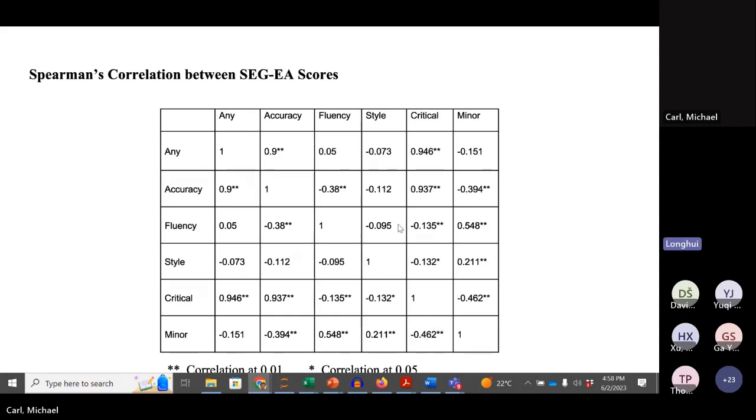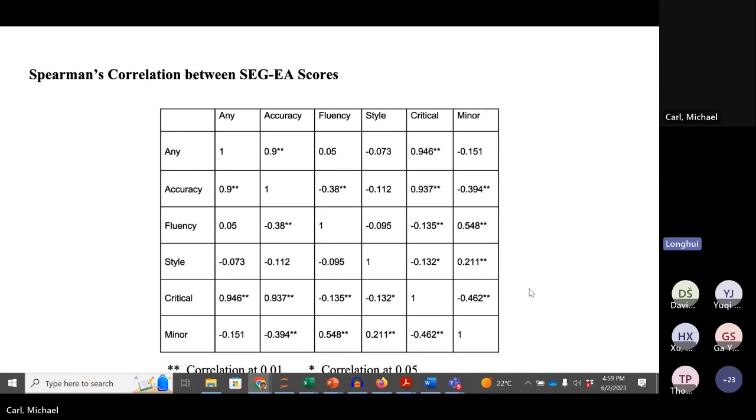And for style errors, we can see the same as the result from the last slide. It doesn't have good correlation with any kind of error in our error taxonomy. We think this style error is an unsuccessful error taxonomy, as our result shows.